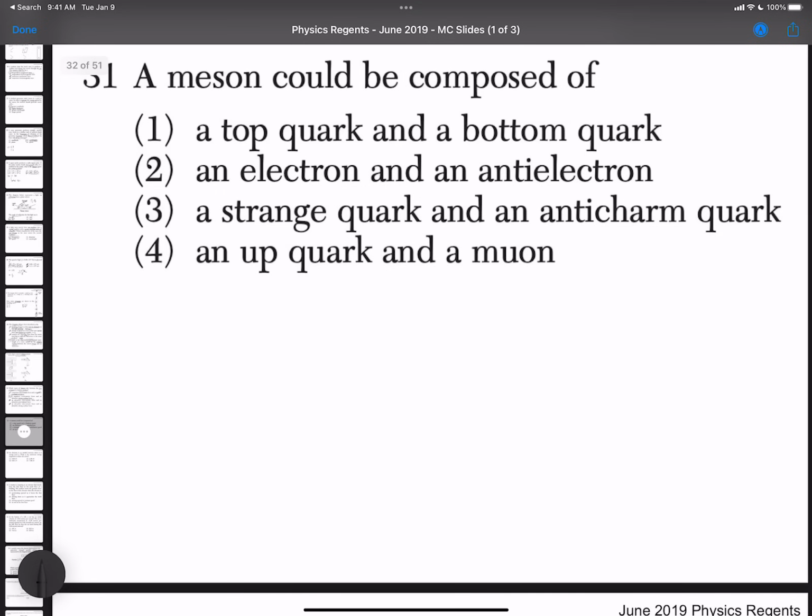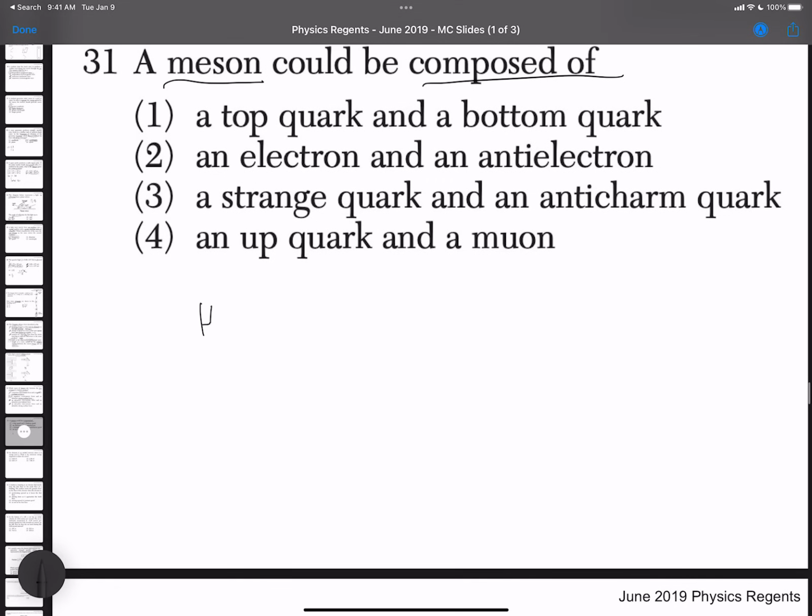All right, question 31. A meson could be composed of. So to remind ourselves of the ingredients and the rules governing the classification of matter, you can go to the charts on the bottom of page 3. So mesons are an example of hadrons. Right? Mesons are an example of that. And mesons are made up of a quark and an antiquark.